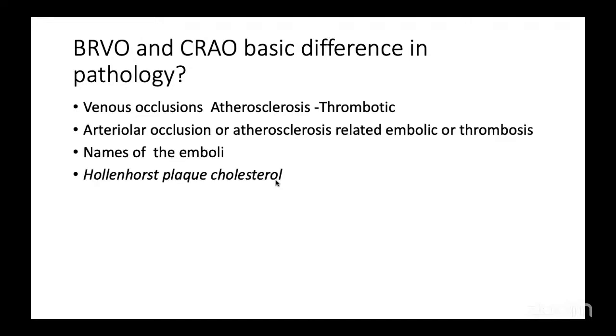So remember names like Hollenhorst plaque. I was given a picture. They asked me this question: what do you see there? So this is fibrin platelet plaque. In the picture, because you are tense, you may not be able to utter these things. So you should know Hollenhorst plaque, fibrin platelet plaque, or calcific embolus. So this CRAO picture is quite common in the first exam.